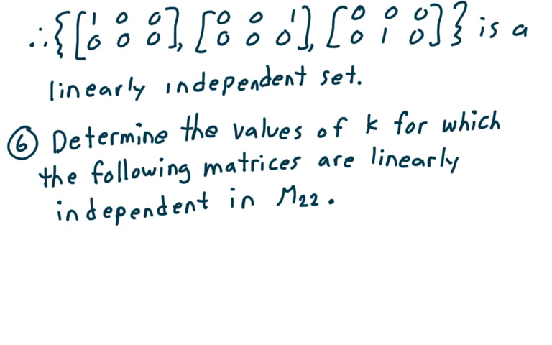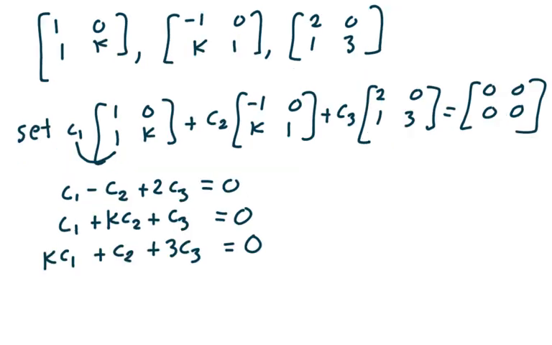In number 6, determine the values of k for which the following matrices are linearly independent in the set of all 2 by 2 matrices. That's what M22 represents. So the matrices are [1, 0; 1, k], [-1, 0; k, 1], and [2, 0; 1, 3]. So I'm going to take C1 times the first matrix plus C2 times the second matrix plus C3 times the third matrix and set it equal to the zero matrix.